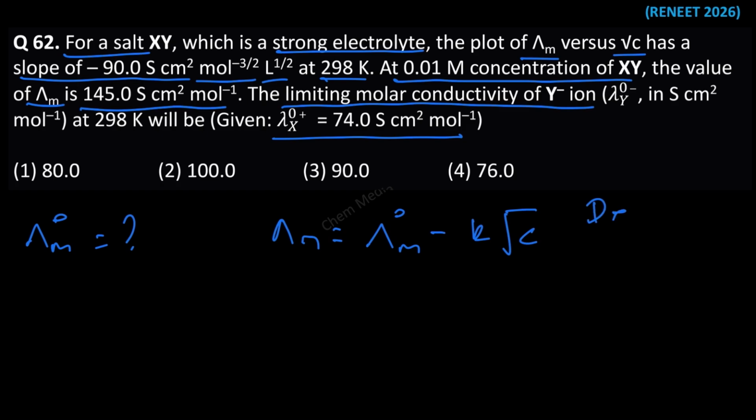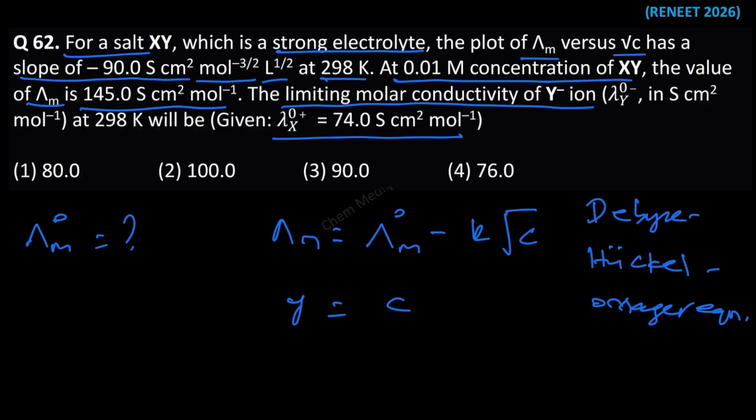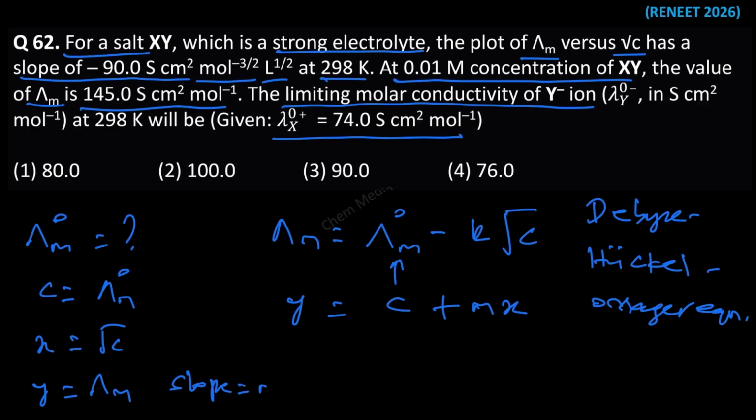This is the Debye-Huckel-Onsager equation, which is in the form of y is equal to c plus mx. C is the y intercept. So, c is equal to lambda m naught and x is equal to square root of c. Y is equal to molar conductance and m is the slope. So, slope m equals minus k, which is equal to minus 90 in this case. So, therefore, the value of k is equal to 90.